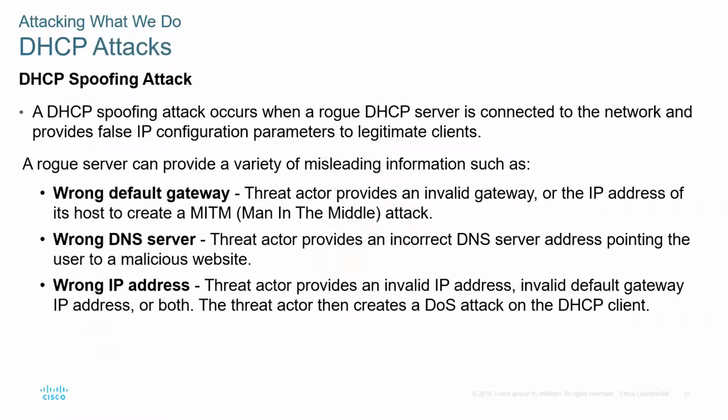However, with attacking, you can do DHCP spoofing, in which a rogue DHCP server is connected to the network and then provides false IP configuration information to the legitimate clients. It can be misleading information, such as the wrong default gateway, therefore routing everything to a threat actor and causing a man-in-the-middle attack. You could also have the wrong DNS server, in which the threat actor will actually point back to a malicious website or their own DNS server to serve things up. And you could serve up the wrong IP address. If you serve up the wrong IP address and default gateway, that ends up creating a denial of service attack on that client because they won't be able to communicate on the network.